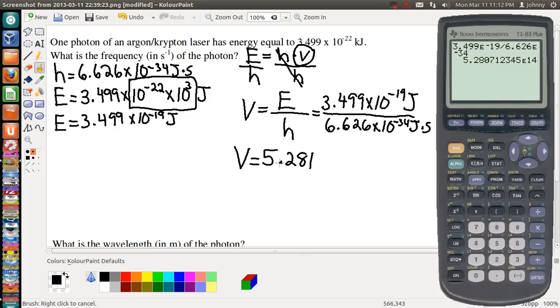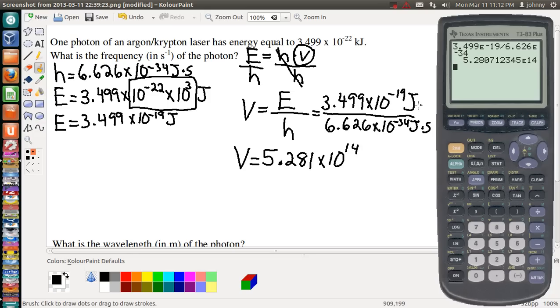So 5.281. But don't forget to keep looking towards the very end of the number. You see the E here? That means times 10. So that's going to be times 10 to the 14th power.